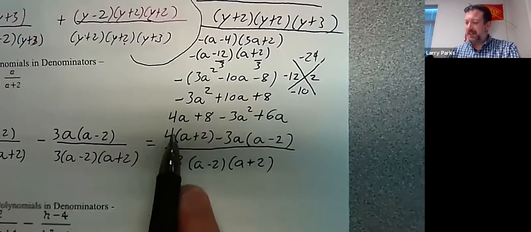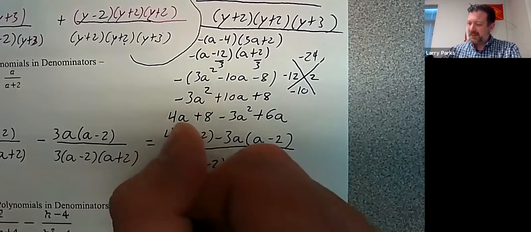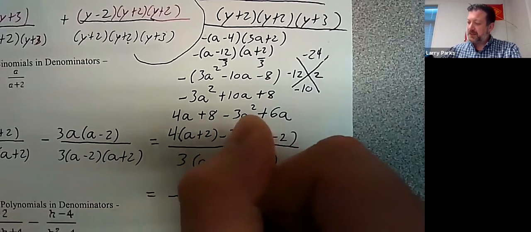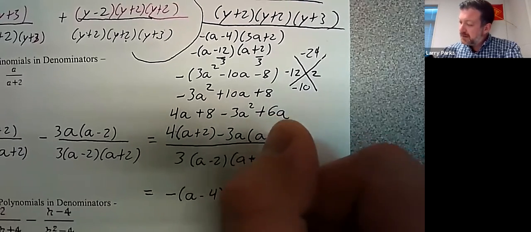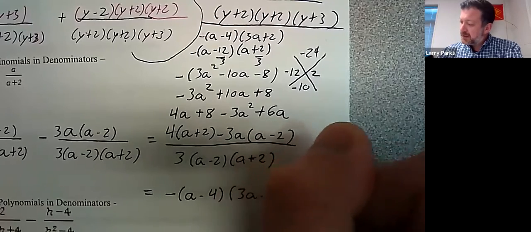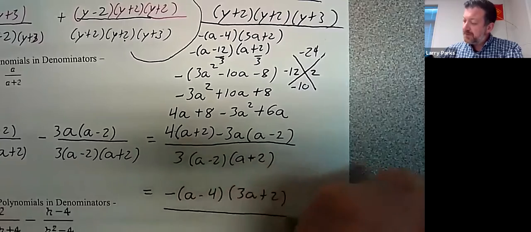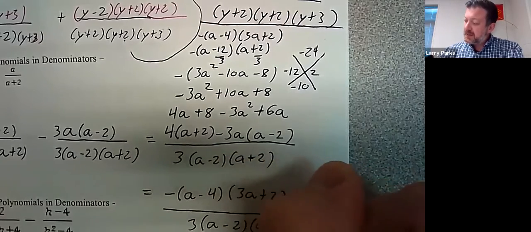And then I also have that negative I can't forget about. So all of this made this. So now I have negative (a minus 4)(3a plus 2) all over 3(a minus 2)(a plus 2).